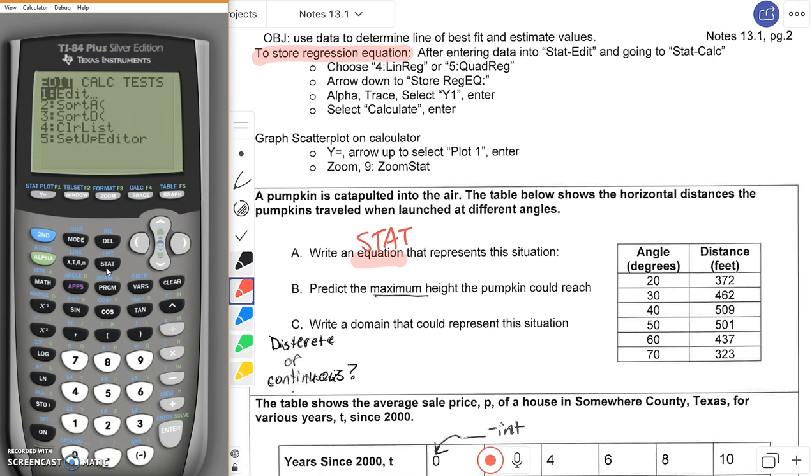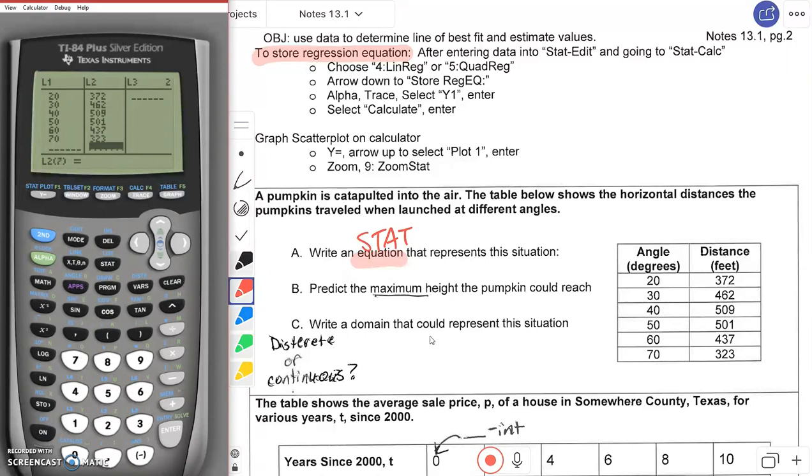Now, here, we're going to go ahead and put in a stat, enter, and we're going to change these numbers. So up, clear, enter, over, up, clear, enter. So I got everything cleared out. And then I want to put each one in. 20, 30, 40, 50, 60, 70. And then 372, 462, 509, 501, and 537, and 322.